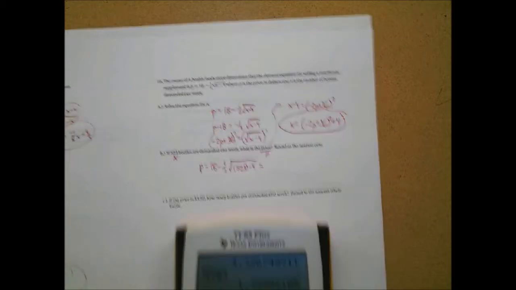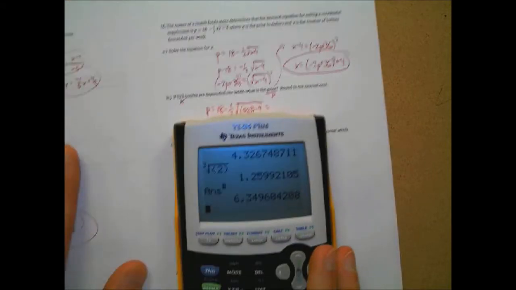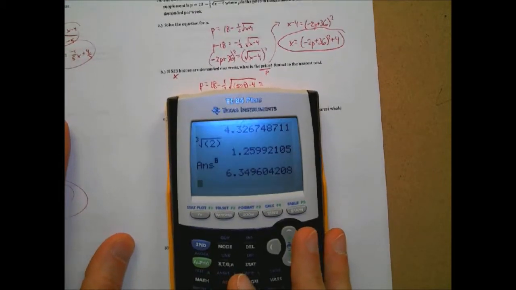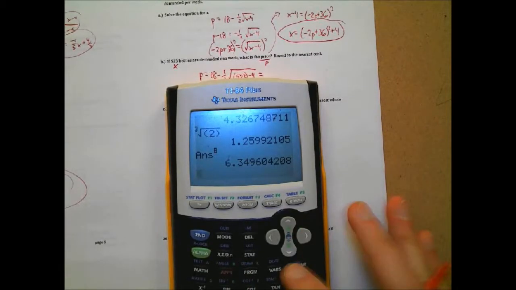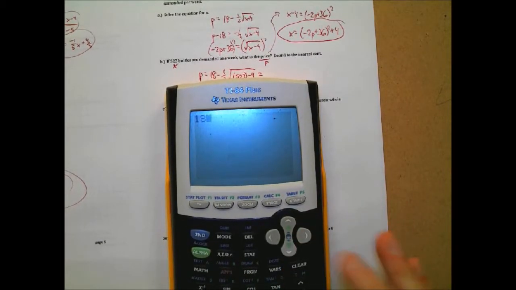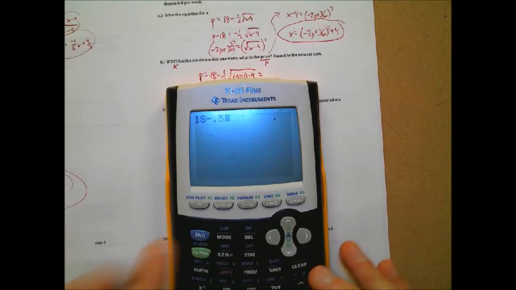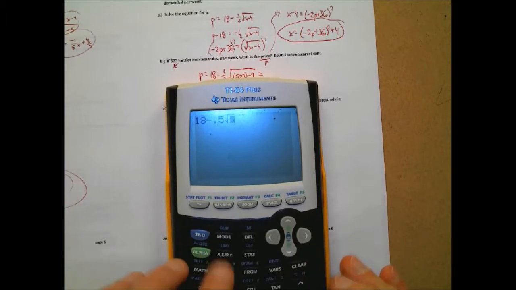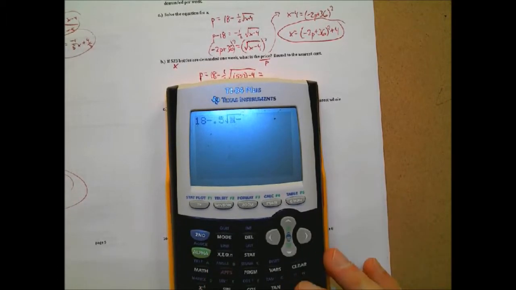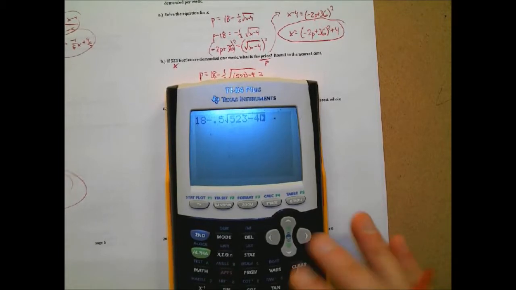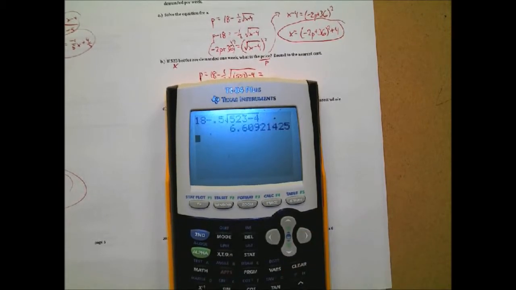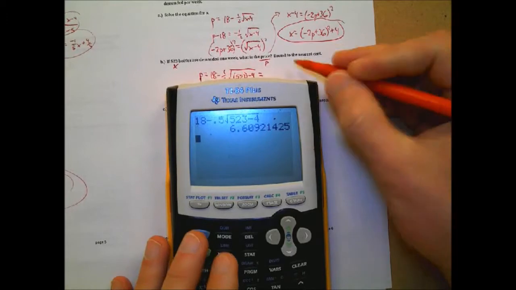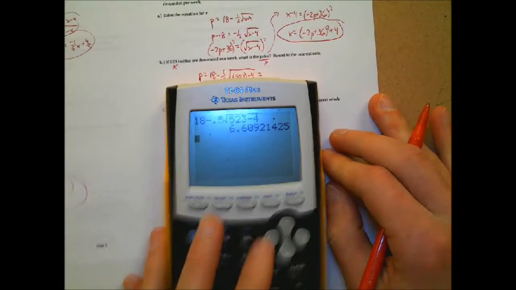And that's what I'll do. I'll just show it to you right here. Let's see if I can get it to show up. All right, it's pretty good. So 18 minus 1/2, I'll just make that 0.5 square root of x minus, oh, not x, sorry, 523 minus 4. Okay? So it says round to the nearest cent, so about $6.61.